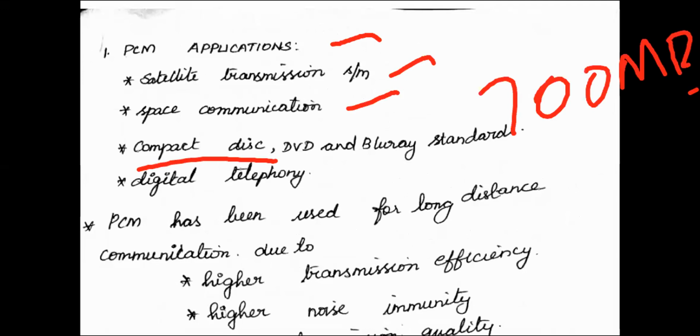What is the capacity of a CD? That is 700 MB. What is the capacity of a DVD? Anybody? 4.7 GB. Okay. Compact discs, DVD and Blu-ray standard, digital telephony, and PCM has been used for long distance communication. Why is it used for long distance communication?